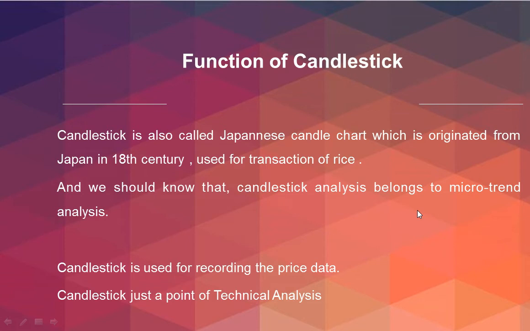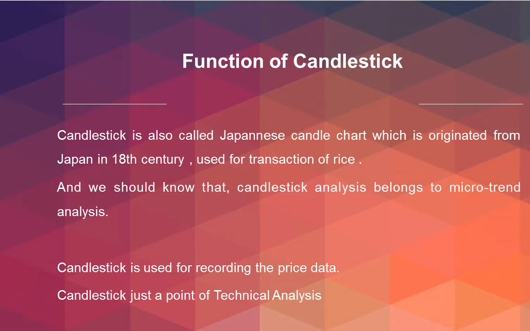Then today we will talk about the candlestick and you can learn some technical knowledge of candlestick from this lesson. This is the function of candlestick. The candlestick is also called Japanese candle chart, which originated from Japan in the 18th century, used for transaction of rice. Okay, then we see next one. And we should know that candlestick analysis belongs to technical chart analysis. Candlestick is used for recording the price data.